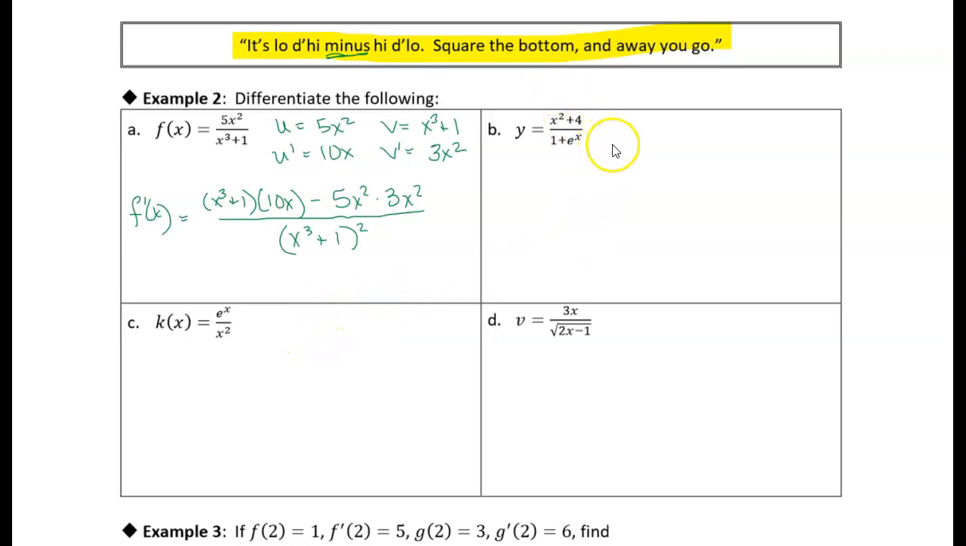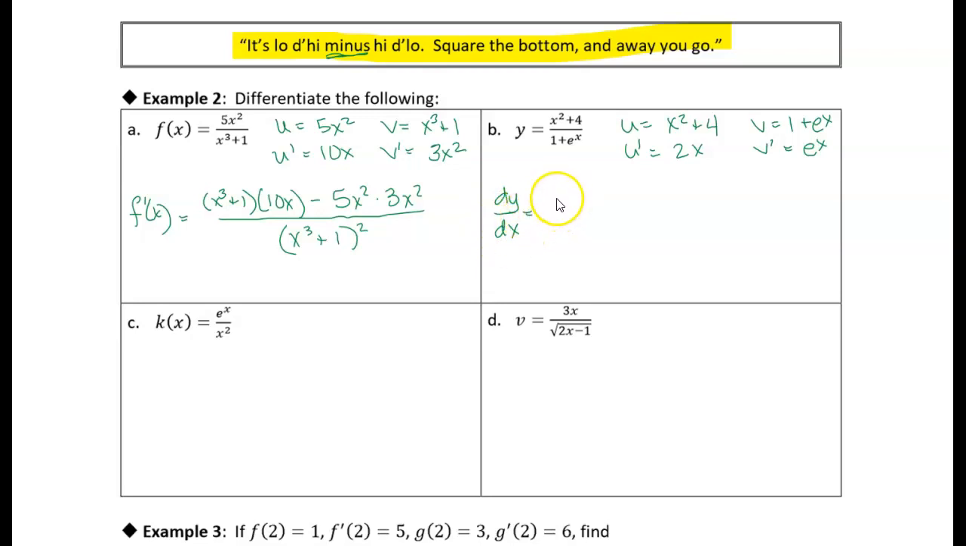All right, let's do another one. Pause the video if you want to and try it on your own. So I'm going to break this into a quotient. The high function, which is the numerator, is x squared plus 4. The low function, which is the denominator, is 1 plus e to the x. Now I need the derivatives of both of those, so u prime becomes 2x. V prime is just e to the x. And now we can figure out what dy dx is.